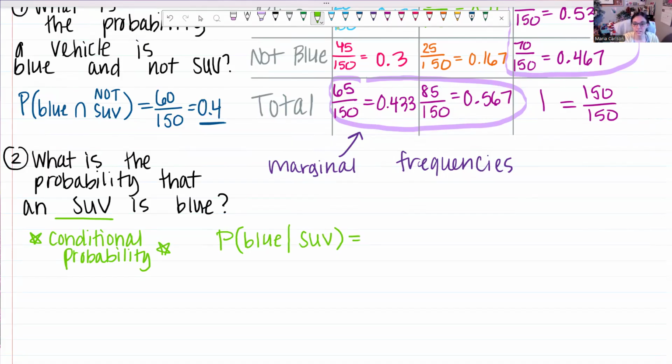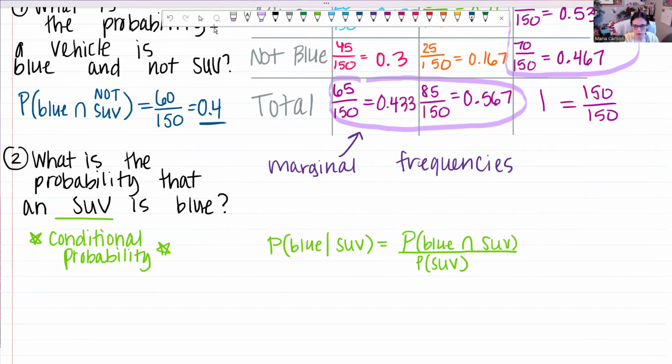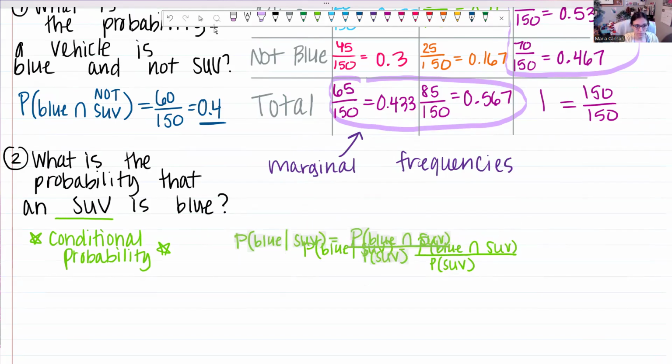And so to determine this, our conditional probability formula says that this is really the probability that a vehicle is blue and an SUV divided by the probability that a vehicle is an SUV, because we're just looking specifically at the SUVs. Now this formula honestly kind of overcomplicates it. So I'm gonna select all that and make it just a little bit smaller. Because that's good to know.